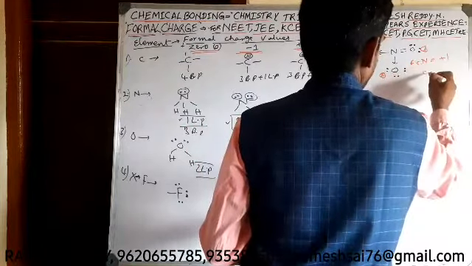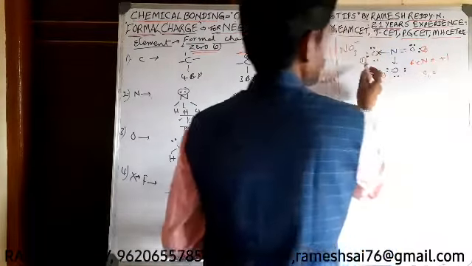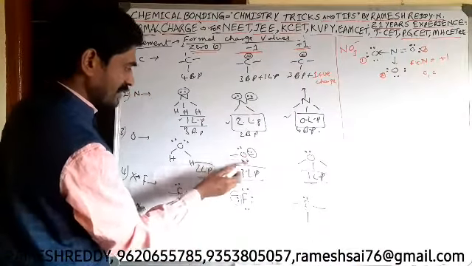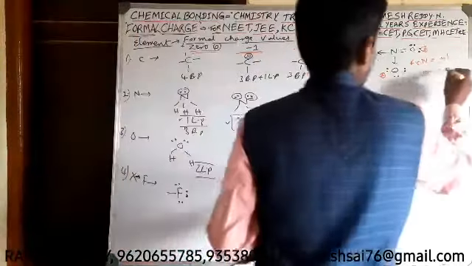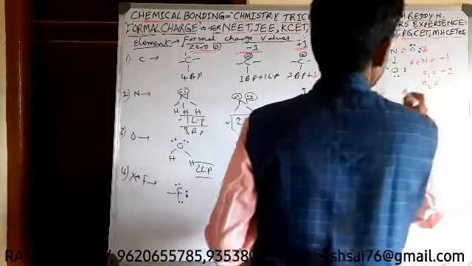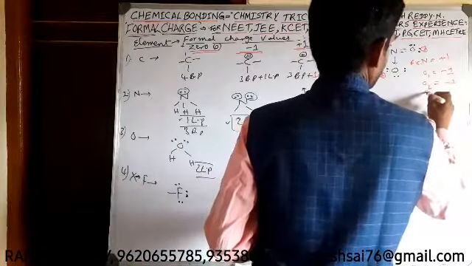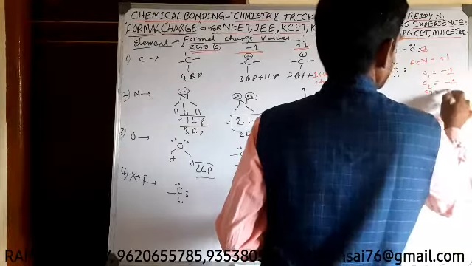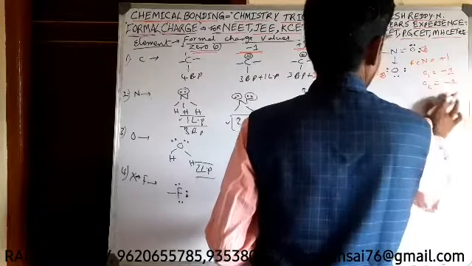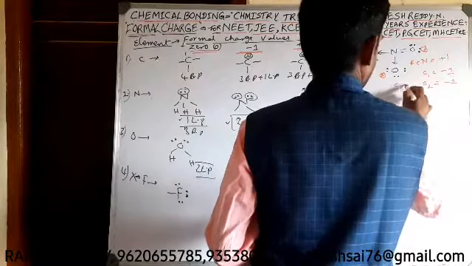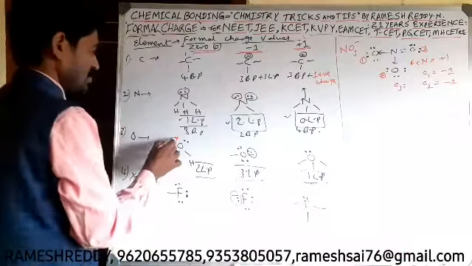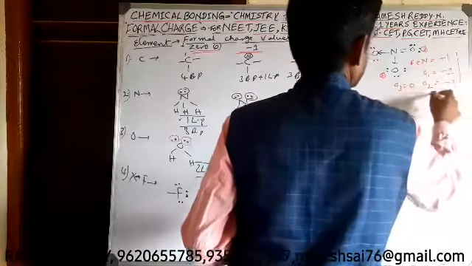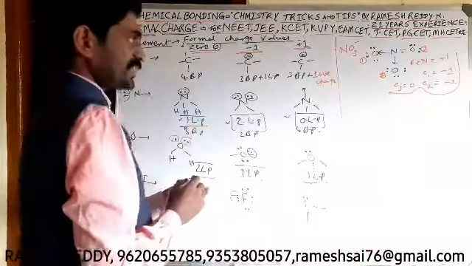Then the formal charge of oxygen: the first oxygen atom has 3 lone pairs, so it is -1. And the second oxygen atom also has 3 lone pairs, -1. And the third oxygen atom has 2 lone pairs, so it is 0. The oxygen having 2 lone pairs is 0, right? Okay, is it clear? Right? Okay, fine. Next one.